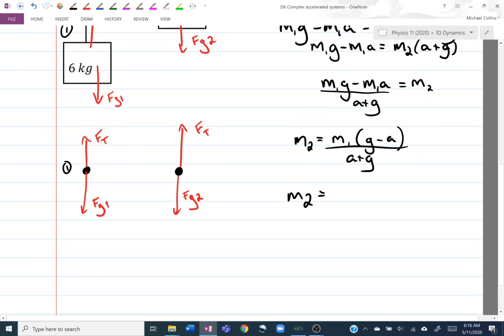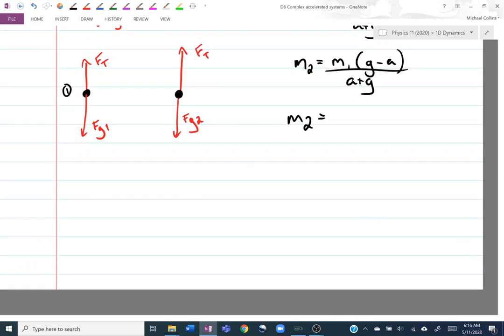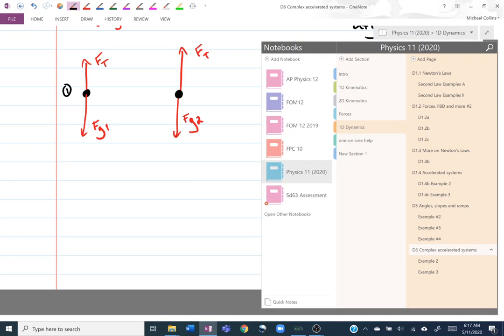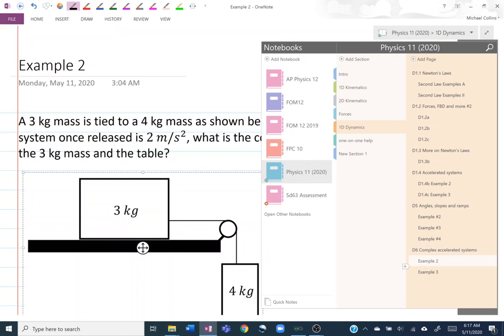M2 is then going to be equal to 6 times 9.8 minus 7 divided by 9.8 plus 7, and I get that M2 is equal to 1 kilogram. It's kind of fun. I don't know how I ended up with a whole number there, but it turns out I did. Let's look at example number 2.